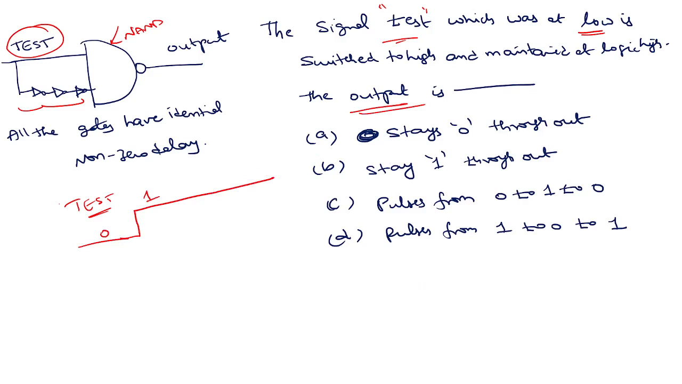Whether the output will stay at 0, or stay at 1, or pulse from 0 to 1 and 1 to 0, or pulse from 1 to 0 and 0 to 1. And assume that all the gates have identical non-zero delay. Here that is the problem. So the gates will come with a delay.